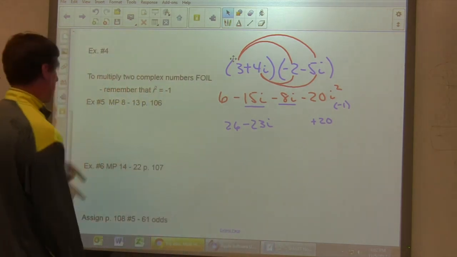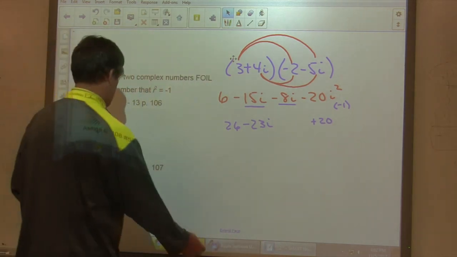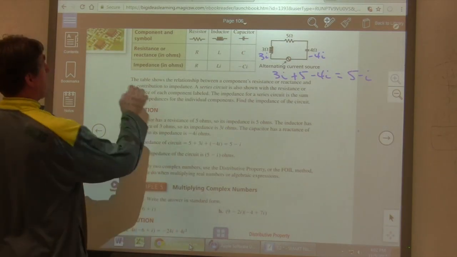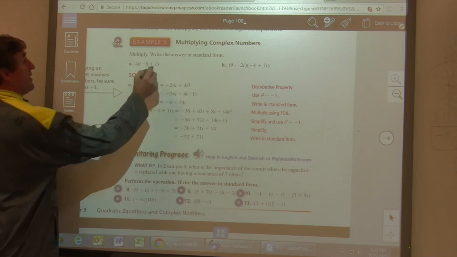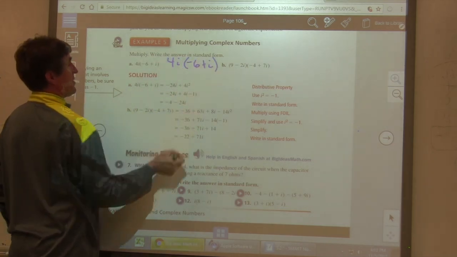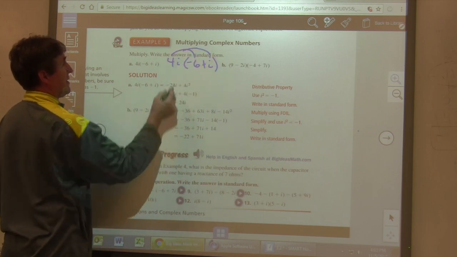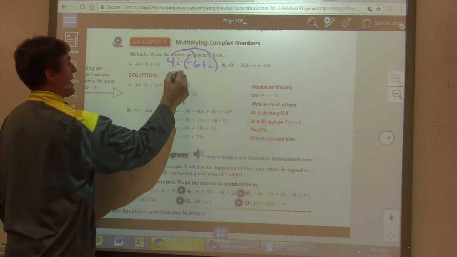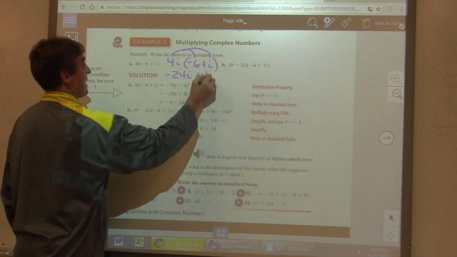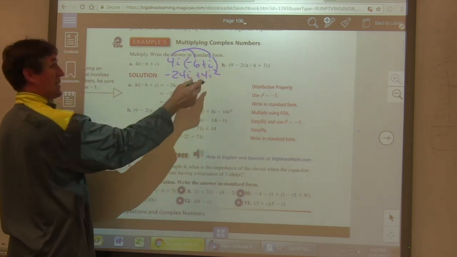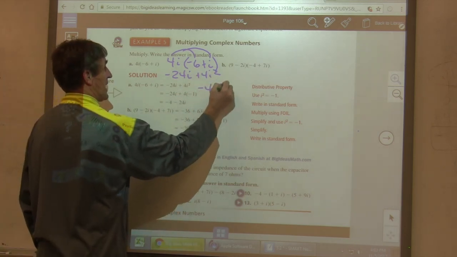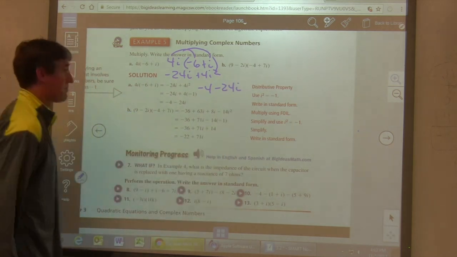So if we look at example 5 on page 106, two examples here. This one says 4i times negative 6 plus i. So again, we just distribute that. 4i times negative 6 is a negative 24i. And then 4i times i would be 4i squared. But i squared is a negative 1, so that would become negative 4 minus 24i, and I'd be done.